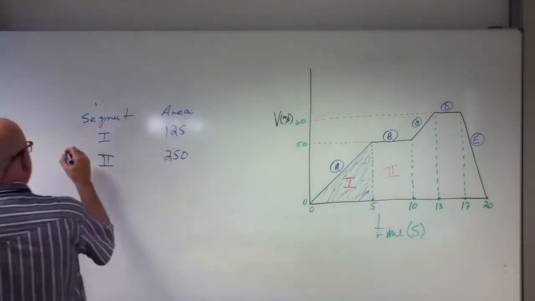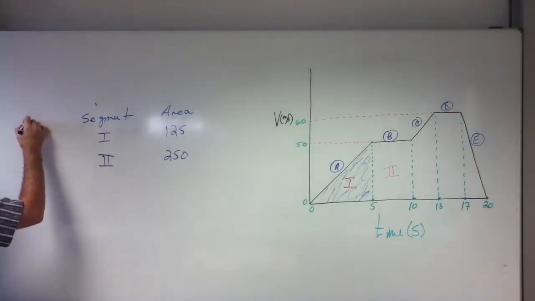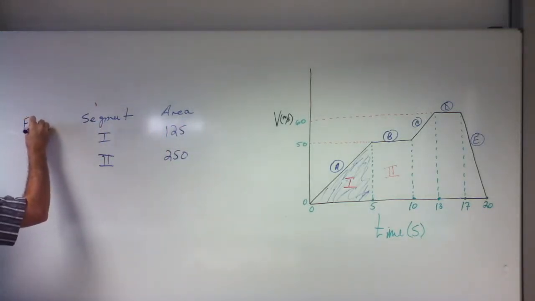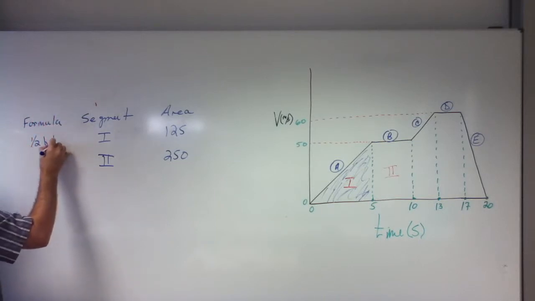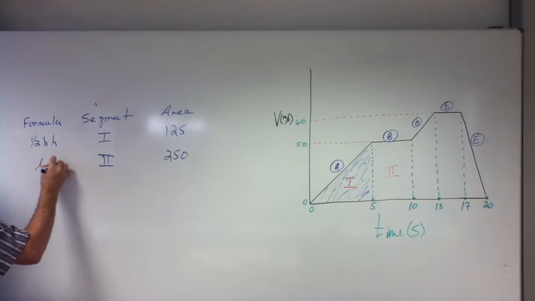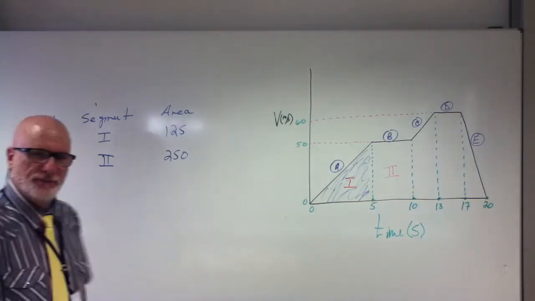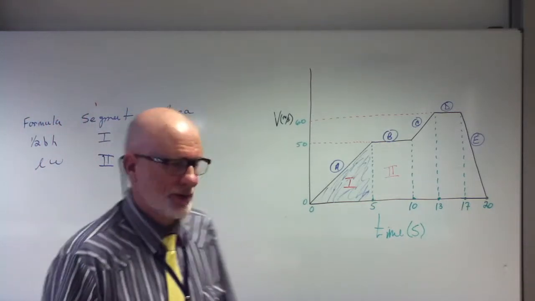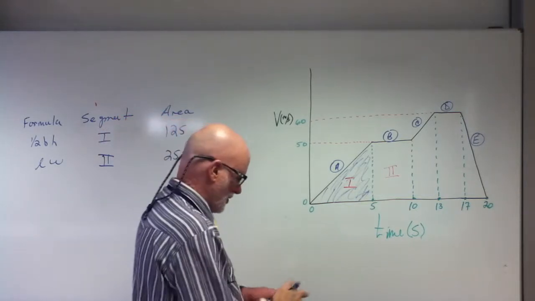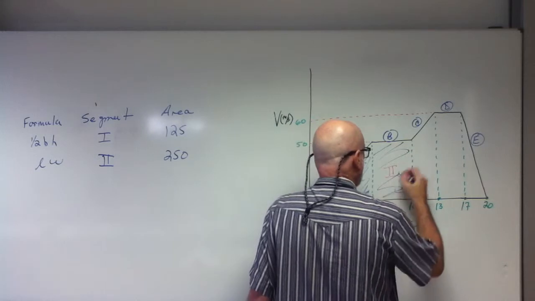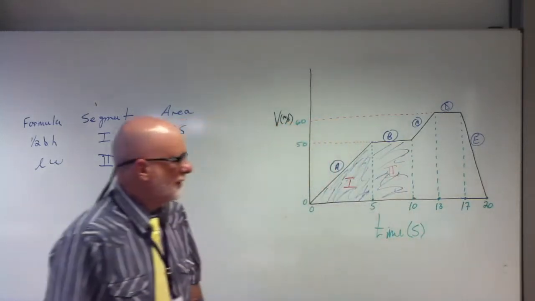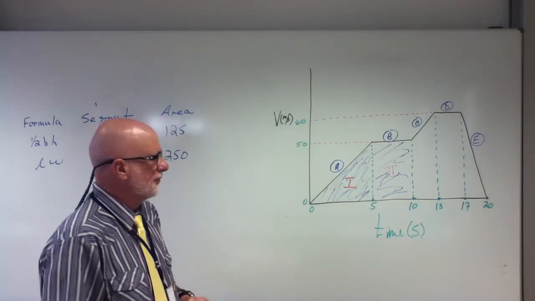You multiply. We'll call this formula. This is 1/2 the base times the height. This is length times width. Okay? Yes? Okay. So now we have established that. All right? So now let's do the next one.